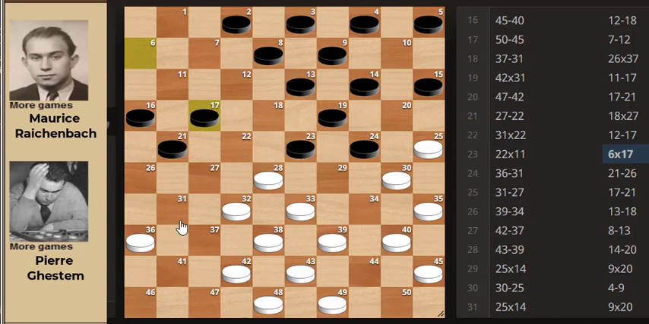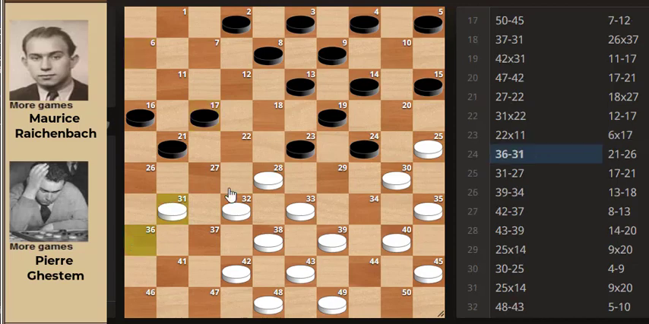Ghestem replied to this move by playing 36, 31. So we draw the square. Then we know that we can surround the vertex of the square here by playing 36, 31, so that we surround this position. Morris played 21, 26. Ghestem replied by playing 31, 27.